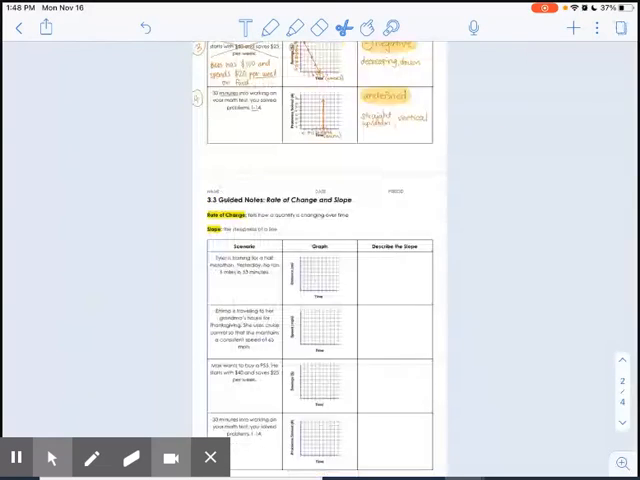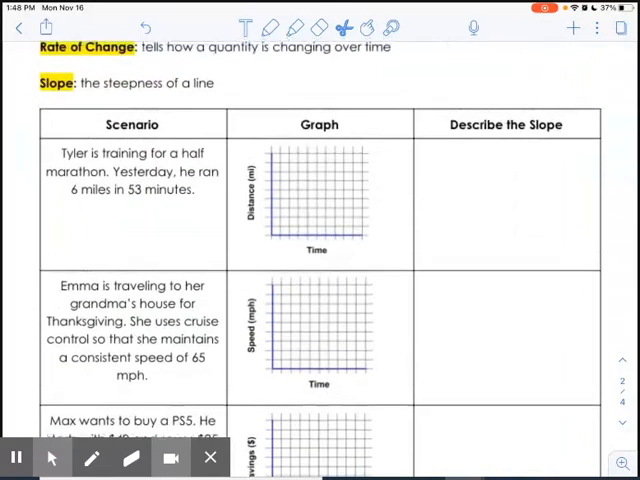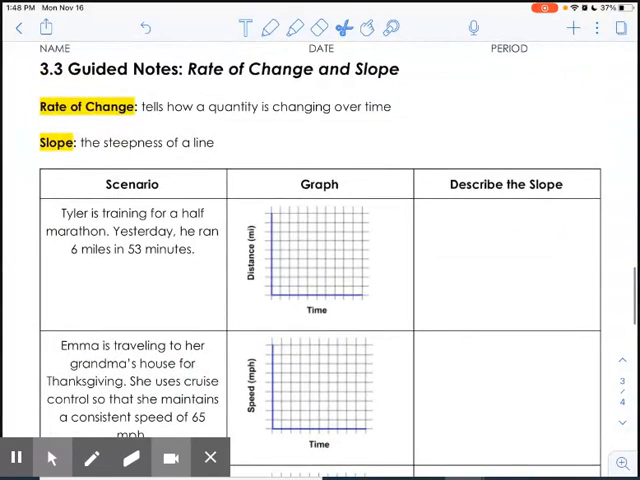So your page should look like this. If your page is blank and you're copying these down on paper, the first thing that you must write down is the title here. It's really important that you have the title because we all know what happens. You don't submit it. I'm like, hey, where is this? And you're like, oh, I know I submitted it. And then you can't find it because you just wrote it on some random piece of paper. Put the title down so you can find it. It's 3.3 guided notes, rate of change and slope. Make sure you have that written down.